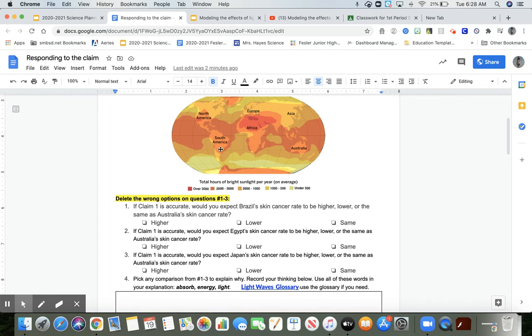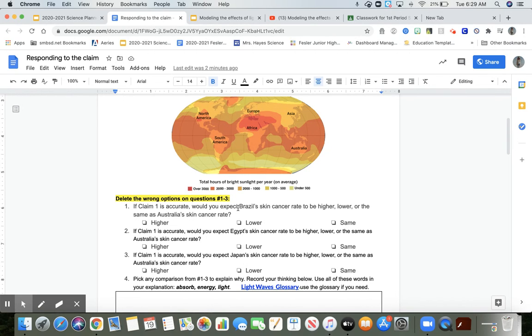This is part of South America. So look at that color. It looks like an orangish color, like a light to medium orange. And then look at Australia. Look at that color. So is that the same color, or is it darker, or is it lighter? So if it's the same color, then we'd expect the same amount of skin cancer, right? If claim 1 is true.